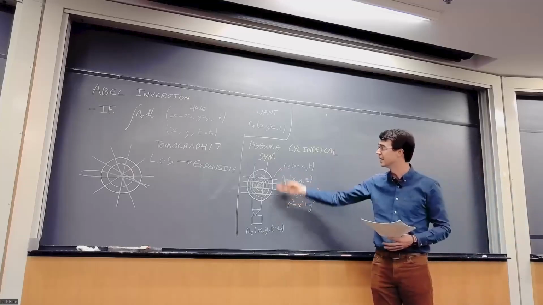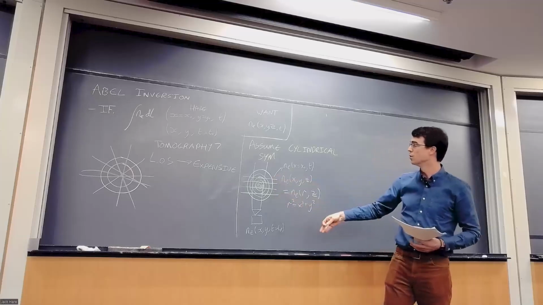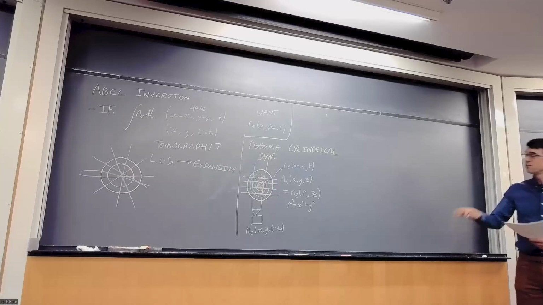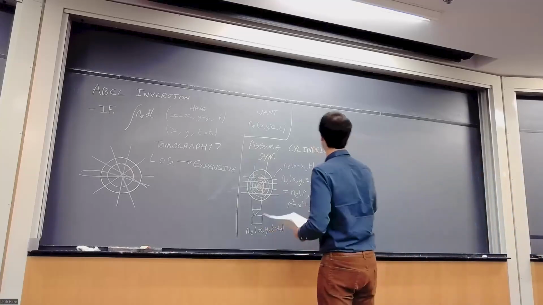I can either build up my data from multiple time-resolved interferometers looking along parallel chords, or I could have an imaging system looking at a single time. But in both these cases, we can do this thing called the Abel inversion. I'll just write down.